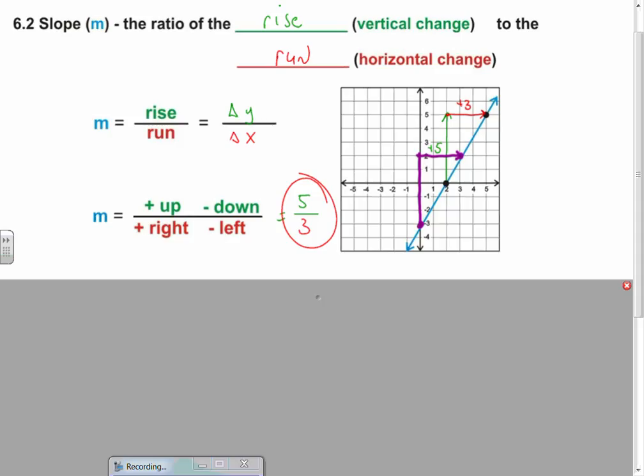Now, the whole line has the same slope, does it not? Of course it does. So no matter what 2 points you pick on the line, the ratio will be 5/3. Okay? Now, how about 10/6? Would that be true? Yeah, because 10/6 is 5/3, isn't it? There's all kinds of different ways you could say the ratio in equivalent fractions, right? Makes sense? So that's the slope of the line.